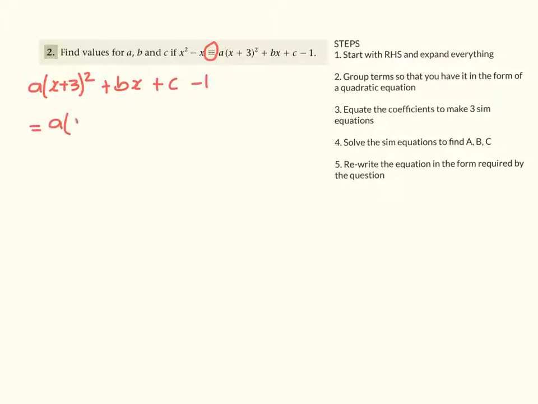So I've got a x squared plus 6x plus 9 plus bx plus c minus 1. Okay, so that's our first step done. Started with the right hand side. Actually, not quite, just need to expand a little bit further. Ax squared plus 6ax plus 9a plus bx plus c minus 1.